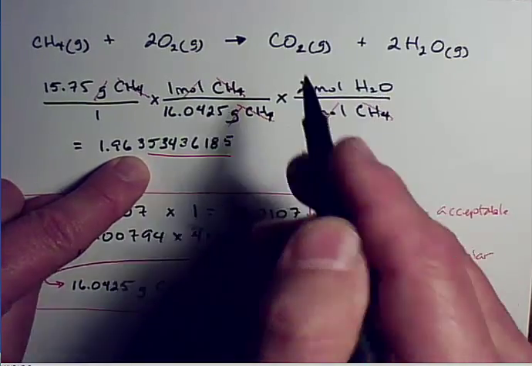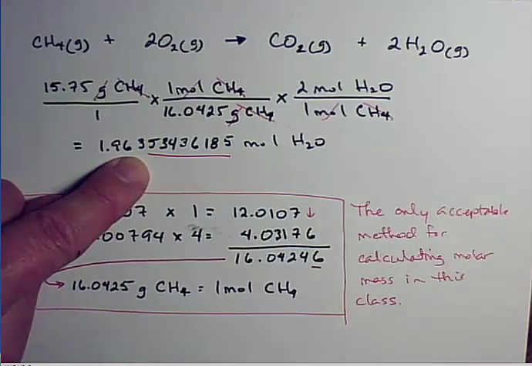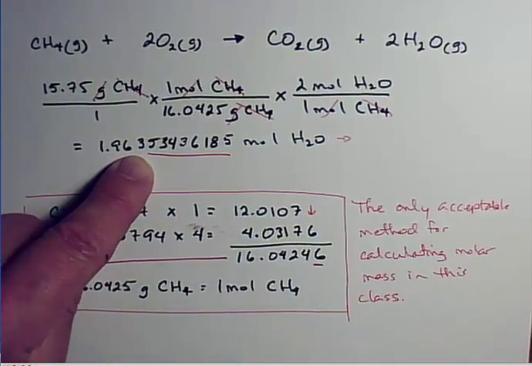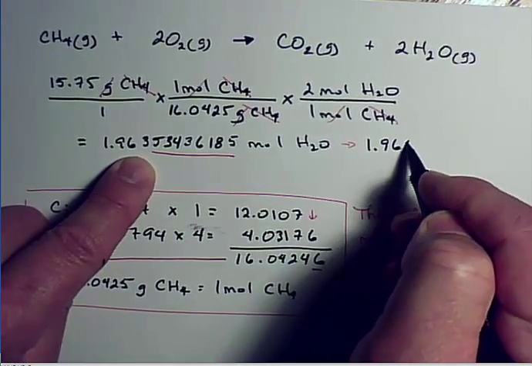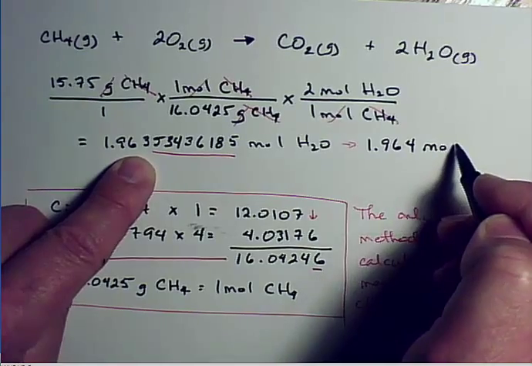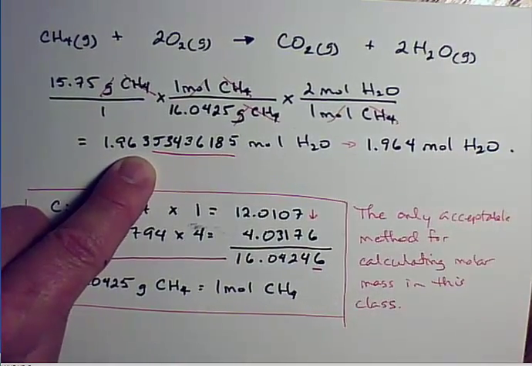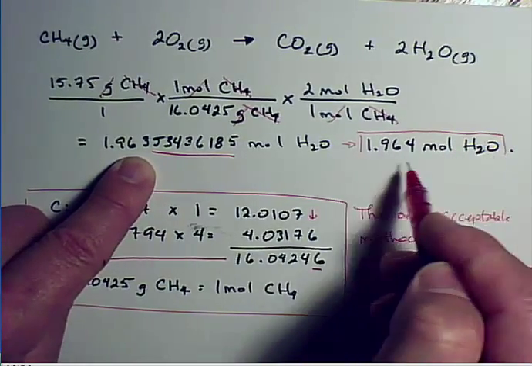The units we have left are moles and H2O. We're going to round off those digits, because that's going to make this 3 a 4 here on the end. So 1.964 moles of H2O. Okay, that's our correct answer for this particular problem.